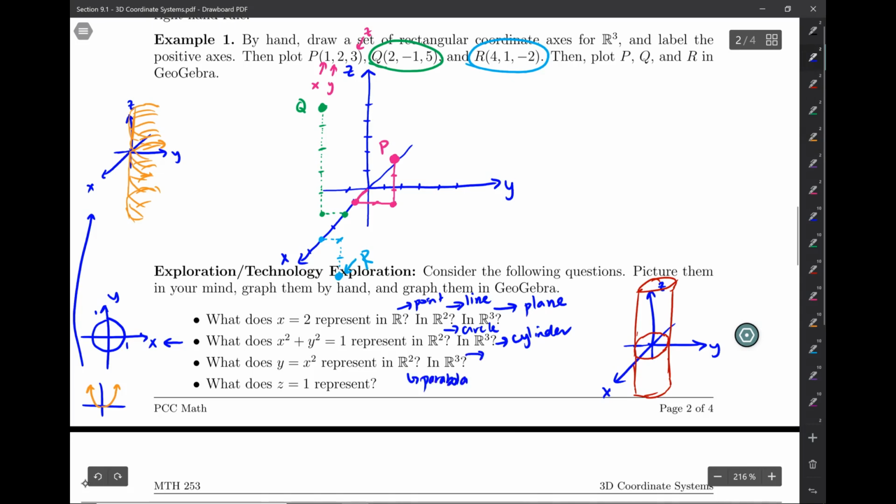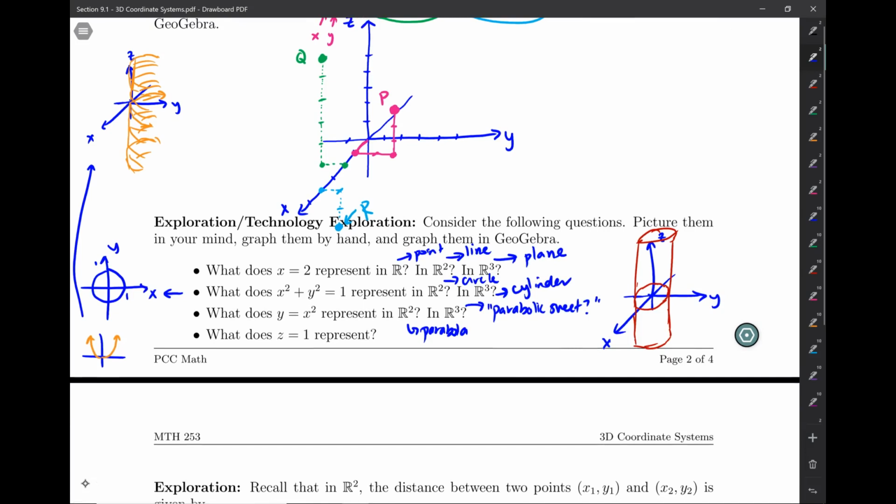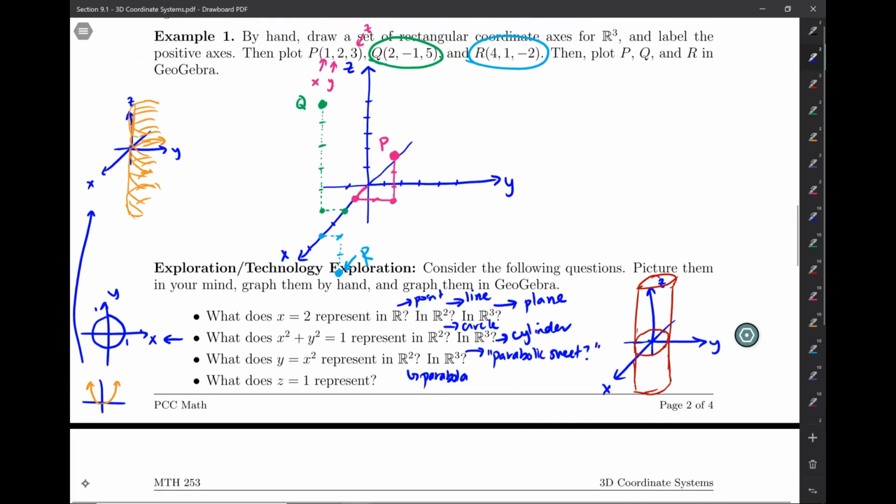And in R3, I'm going to put quotes because we just kind of made this up, "parabolic sheet," question mark? Sure, let's call it that. Okay, and then let's talk about z equals 1. What would that represent? Notice this doesn't ask what this represents in R2, because we can't represent z equals 1 in R2. There is no z axis in R2.